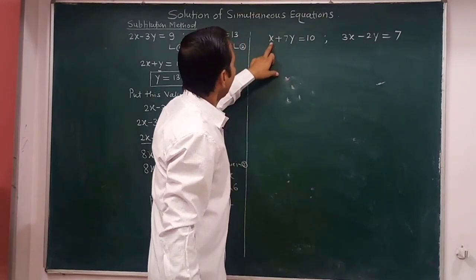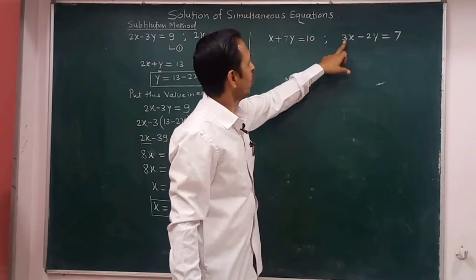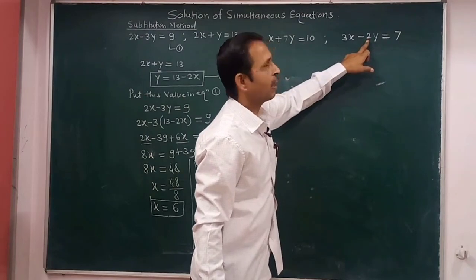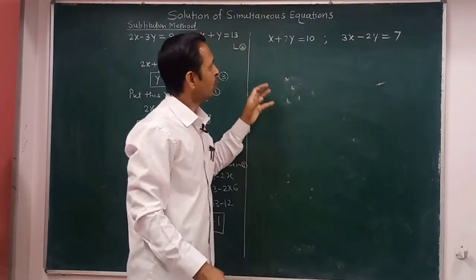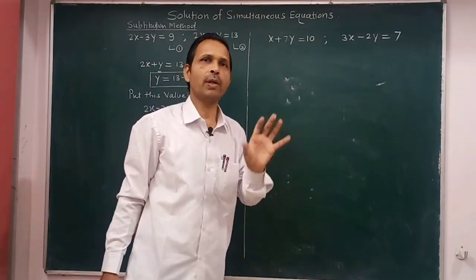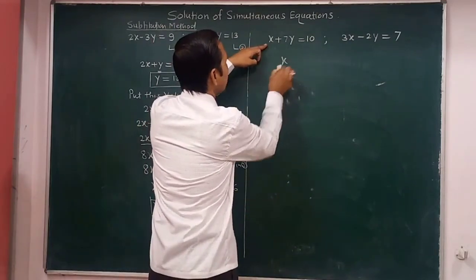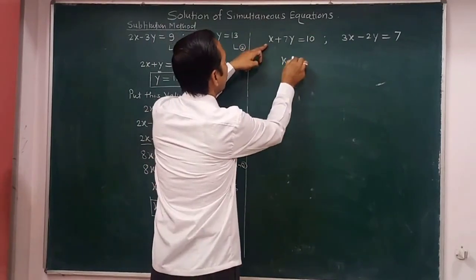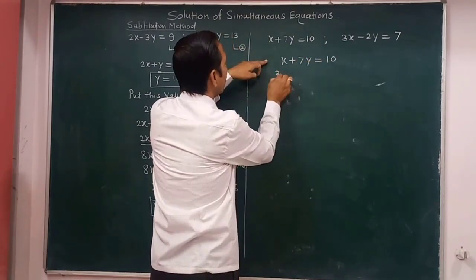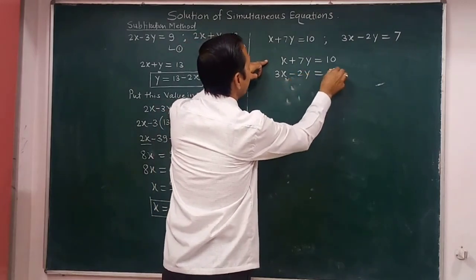Now the coefficient of x here is 1 and here the coefficient of x is 3. The coefficient of y is 7 and the coefficient of y is again 2 here. Now observe and make the same coefficients of any one variable. Now first write these two equations one after another. x plus 7y is equal to 10. Here write 3x minus 2y is equal to 7.